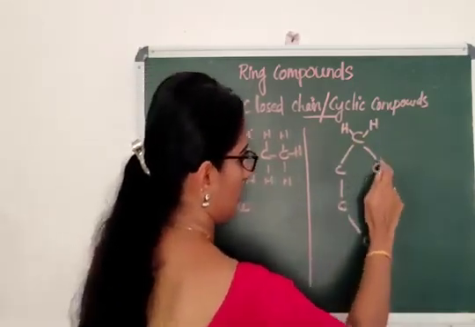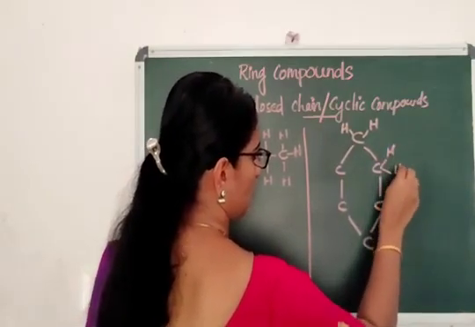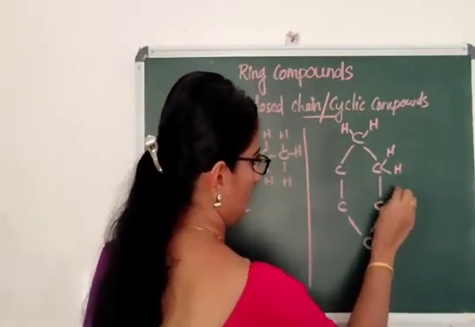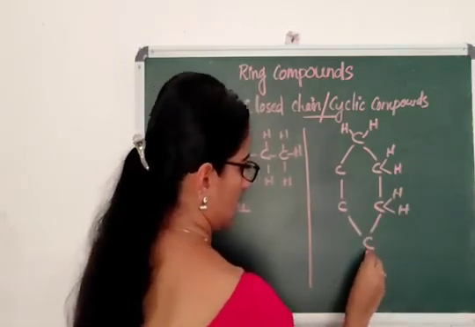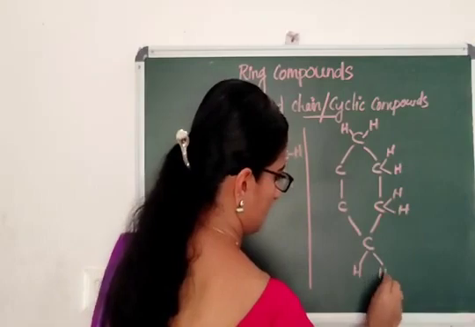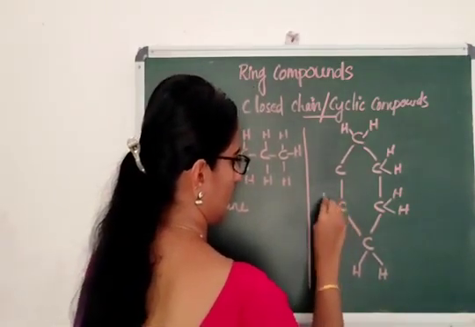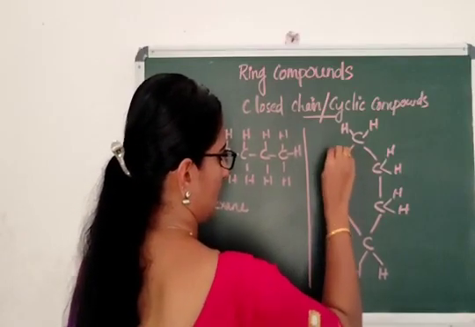And the second carbon atom, 2 valencies are already satisfied. It is again 2 more, total 4. This carbon atom, 2 is already bonded, and again 2 more is required. And this carbon atom, 2 valencies are satisfied, 2 more hydrogen is there. Here also 2 valencies are satisfied, 2 more hydrogen is required. Here also 2 valencies are satisfied.